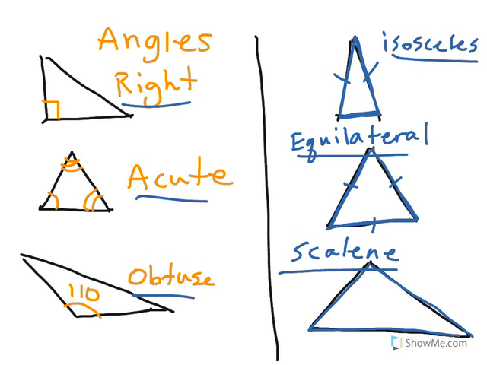So you could have an acute isosceles triangle. You could have an obtuse scalene triangle. Okay? There's all kinds of different combinations of these that you could have.